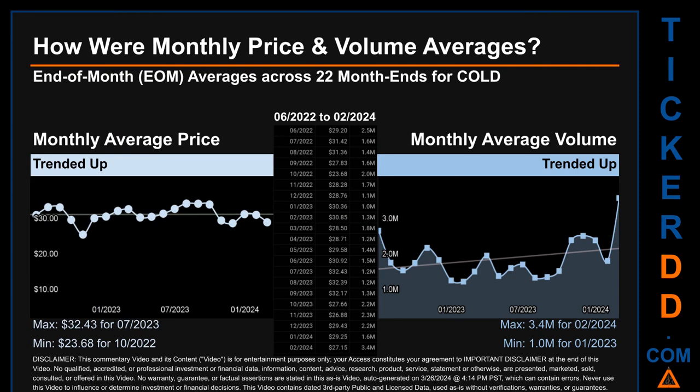The maximum end of month average price was $32.43 for 07/2023, while the minimum was $23.68 for 10/2020. Looking at volume, 02/2024 and 01/2023 respectively saw the highest and lowest monthly average volume at 3.4 million and 1 million.